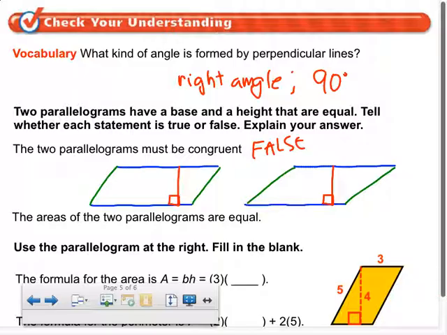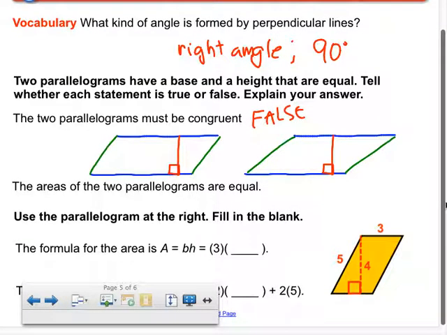Okay, now for the next one. The areas of the two parallelograms are equal. Are they going to be equal? No. What's the formula for the area of a parallelogram? Base times height. Did the base and the heights change? No. So does that mean the areas are going to be different? The area is going to be the same. So this is true or false? True.